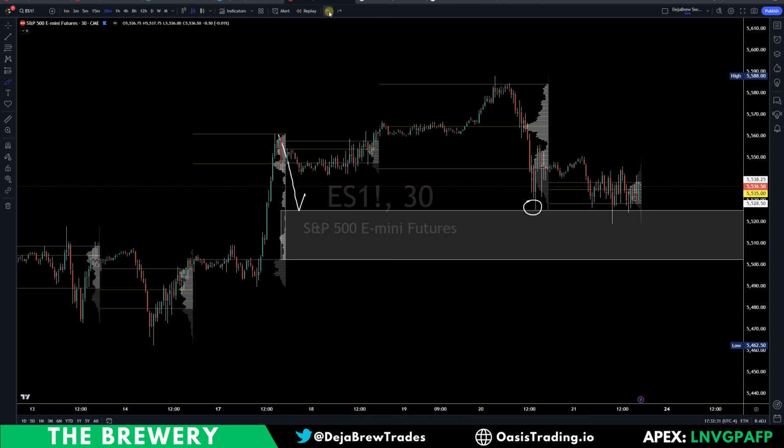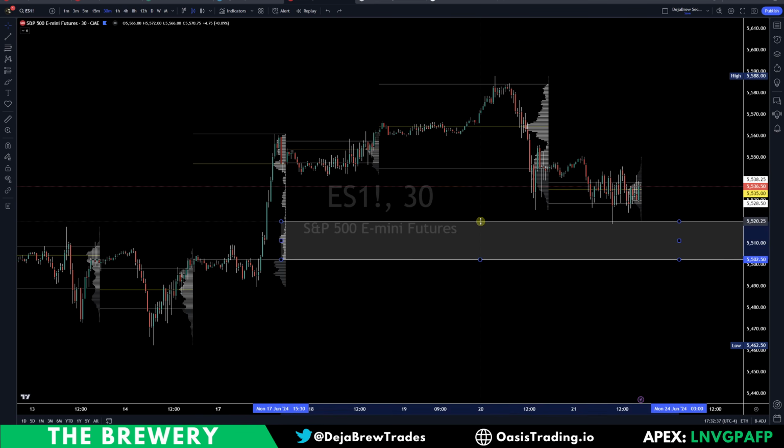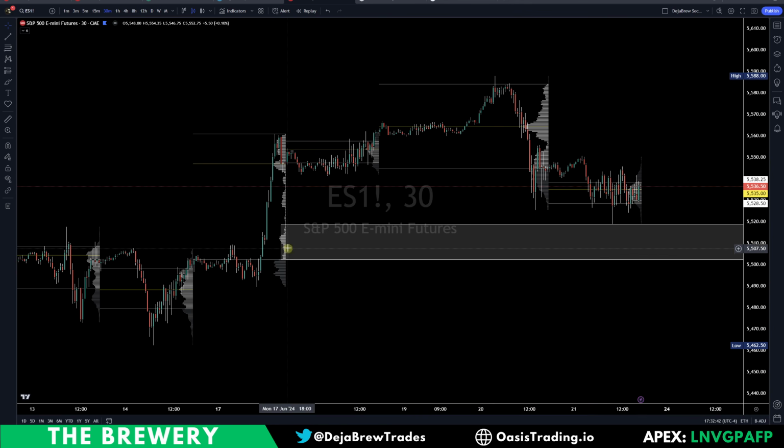Then on Friday, we tried to repair even more of it. It tried to repair and it left open that much of Monday's value area. So with two back-to-back days failing to complete that rotation, this is giving us that incomplete auction. And typically, these incomplete auctions like this are extremely bullish, right?